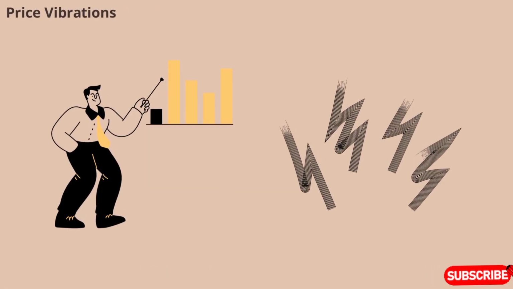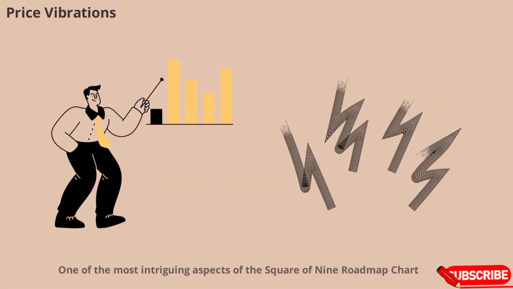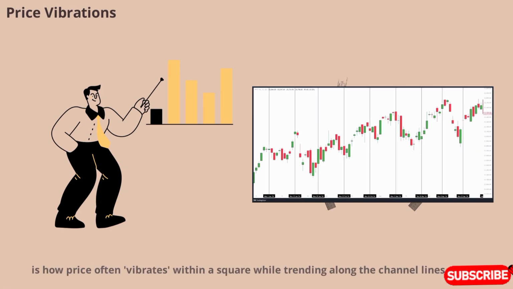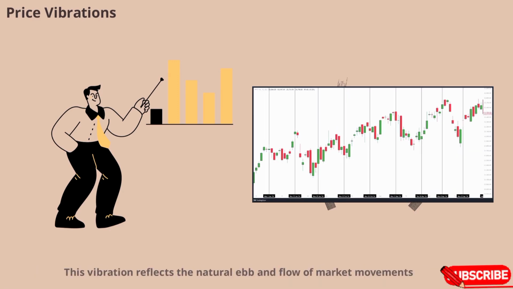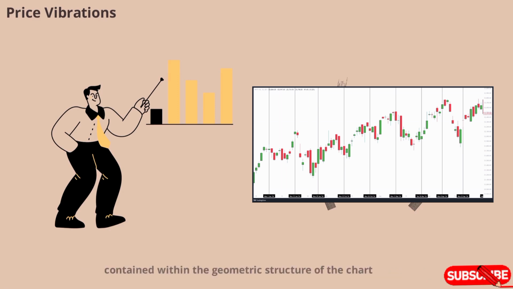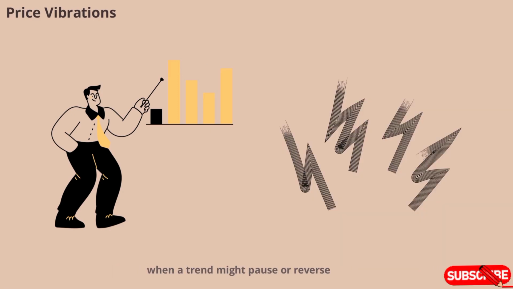One of the most intriguing aspects of the square of 9 roadmap chart is how price often vibrates within a square while trending along the channel lines. This vibration reflects the natural ebb and flow of market movements, contained within the geometric structure of the chart. Recognizing these patterns can help you anticipate when a trend might pause or reverse.